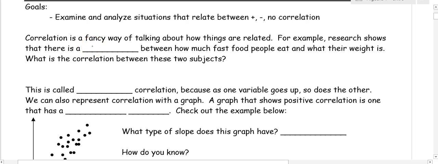For example, researchers show that there is a relationship between how much fast food people eat and what their weight is. What is the correlation between these two subjects?